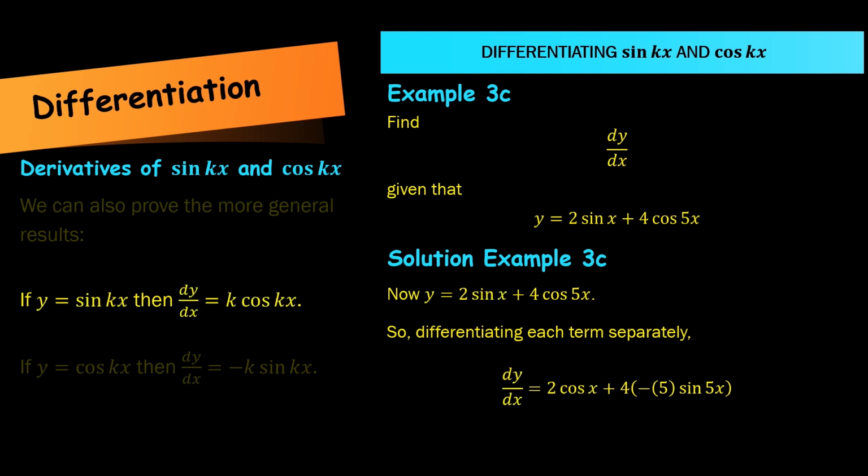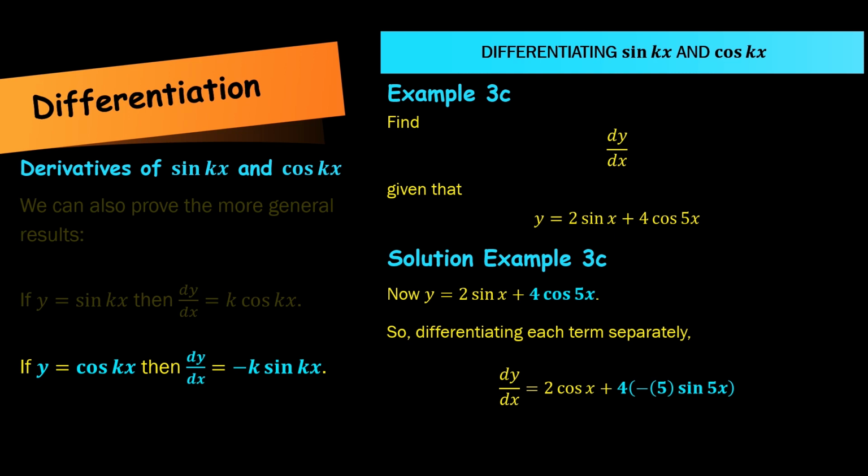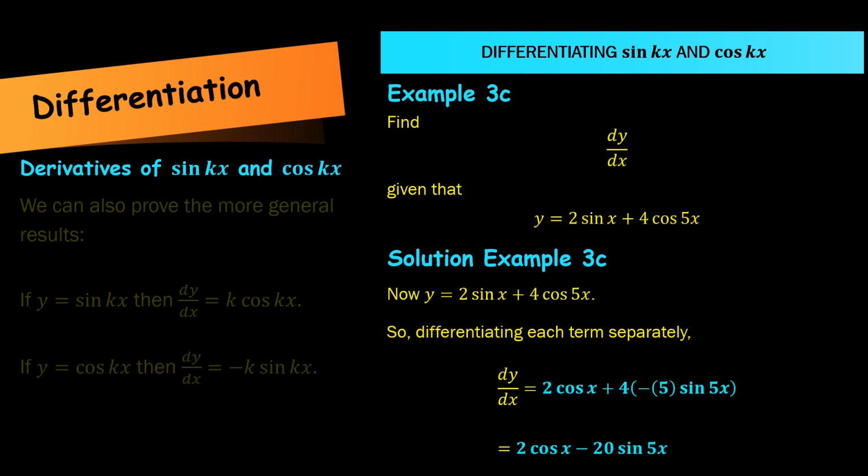the differential of 4 cos 5x. And we work that out by applying k equals 5 to the formula for the differential of cos kx, as shown here, to give us the term 4 times minus 5 sin 5x as shown. And so tidying up gives us that dy/dx equals 2 cos x minus 20 sin 5x.